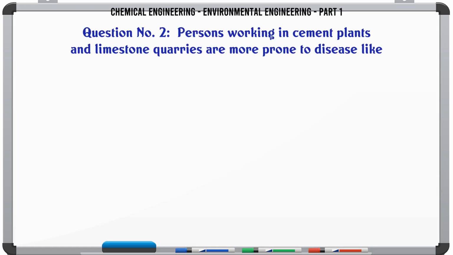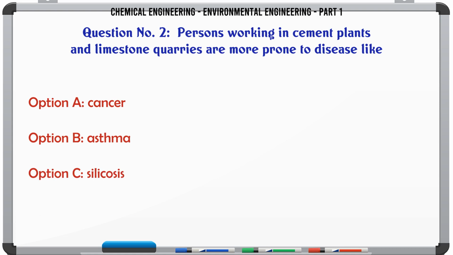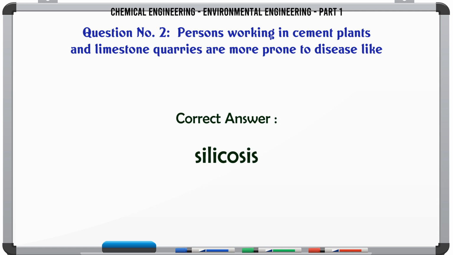Persons working in cement plants and limestone quarries are more prone to disease like A. Cancer. B. Asthma. C. Silicosis. D. Fluorosis bone disease. The correct answer is silicosis.